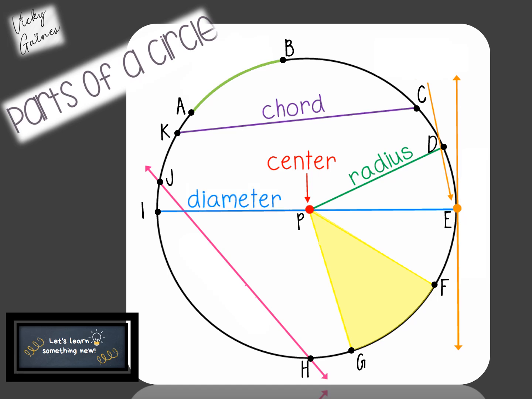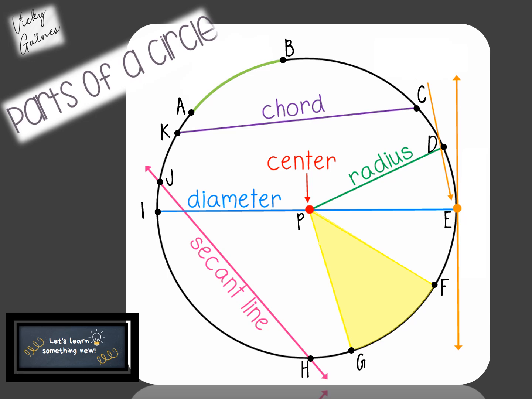Diameter is the entire blue. It is a special chord. It is connecting 2 points on the circle, I and E, but it goes through the center. So it must go through point P, which it does.